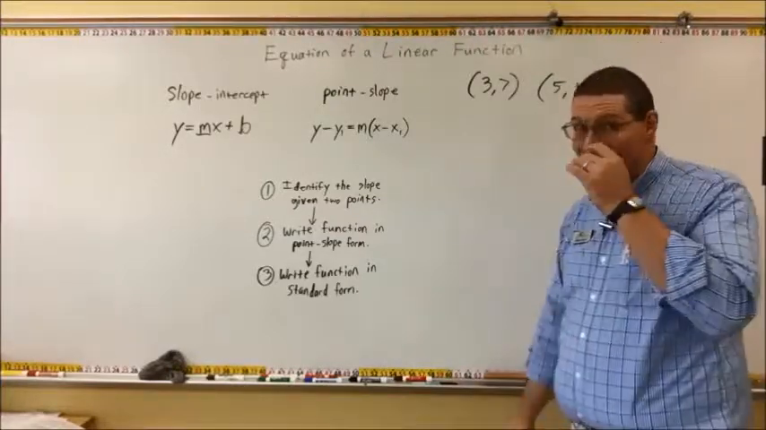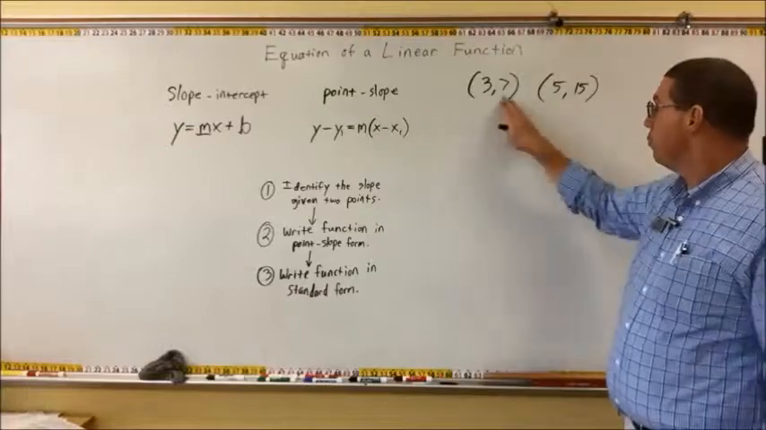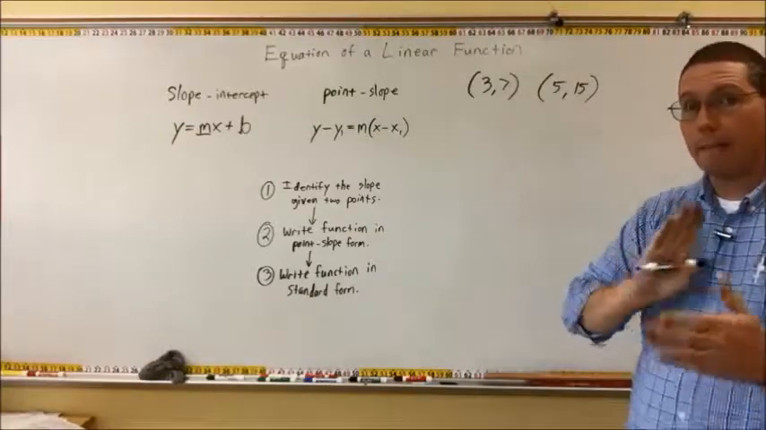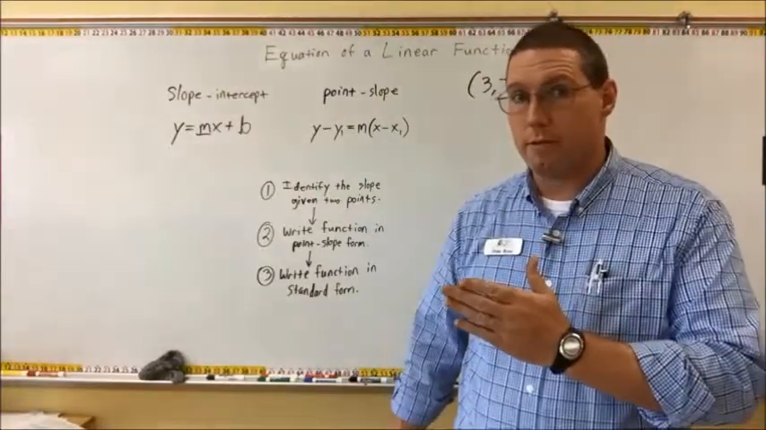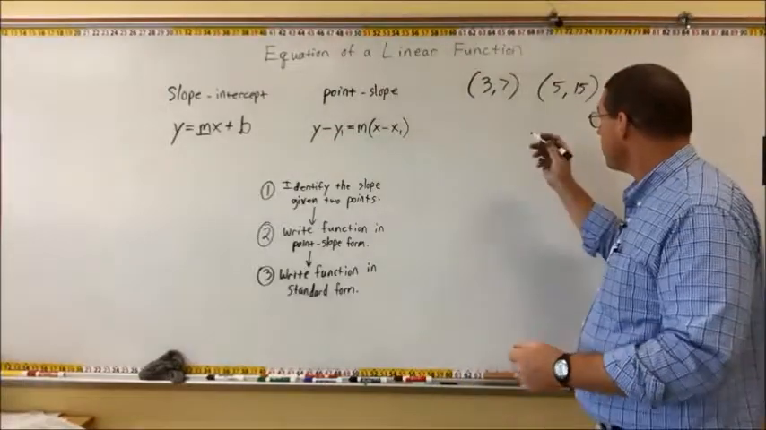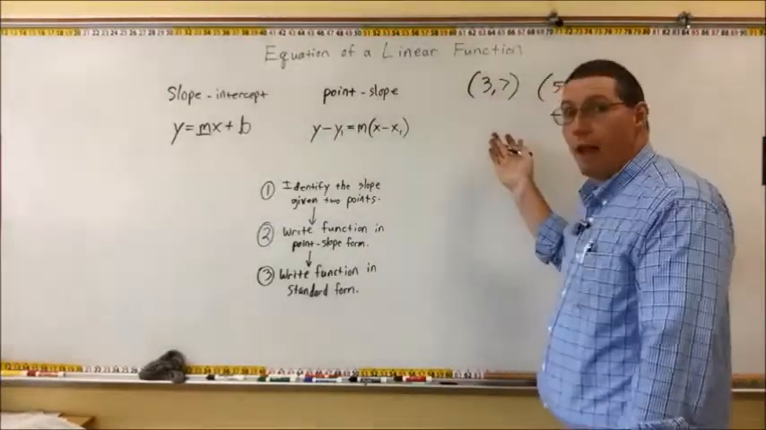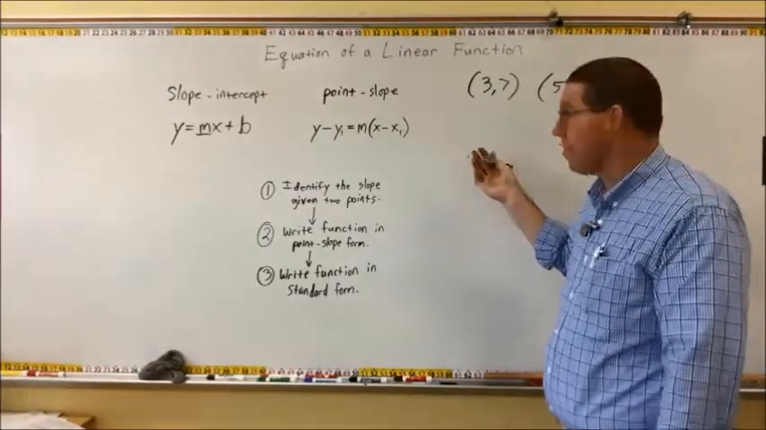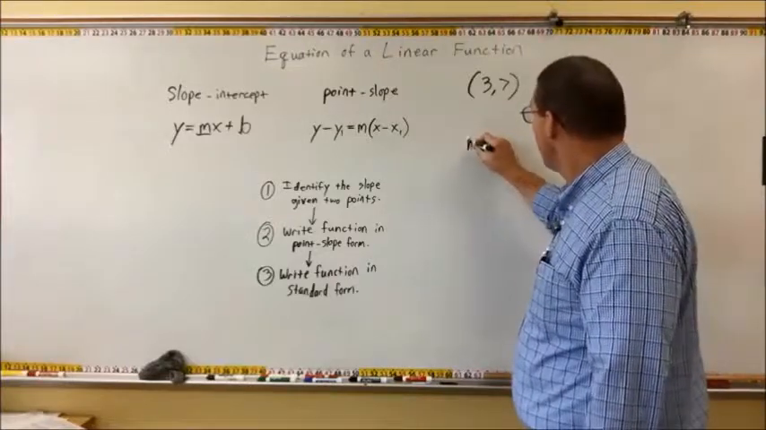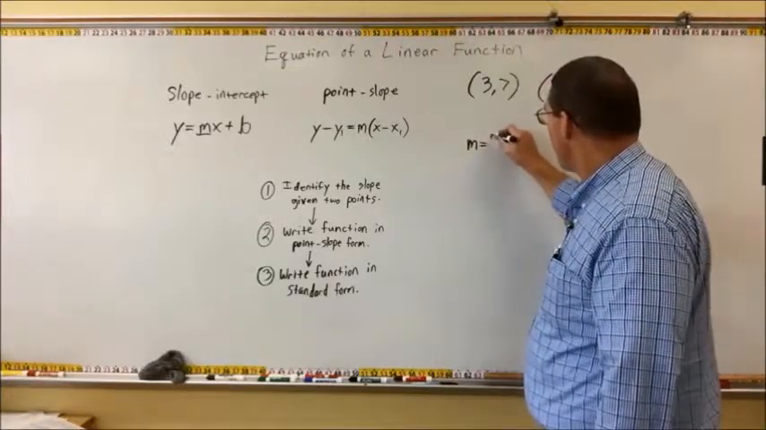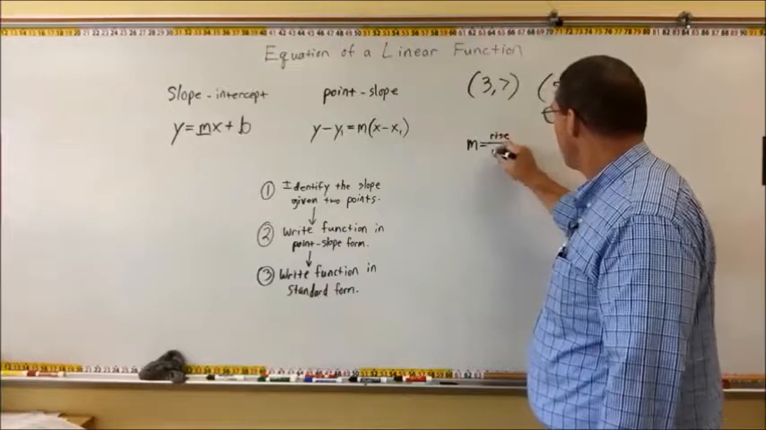So you have these 2 points, and here's what you're told. You have 2 points, and there is a line that passes through both points, okay? So the first thing you should do is identify the slope of this line. Well, slope is rise over run.